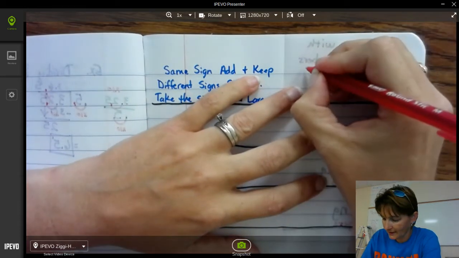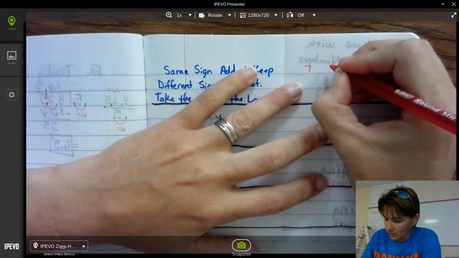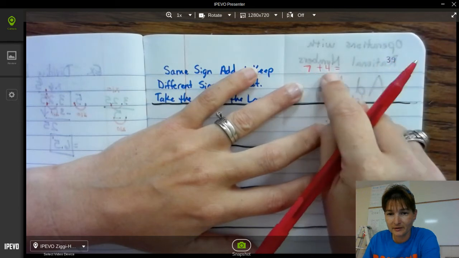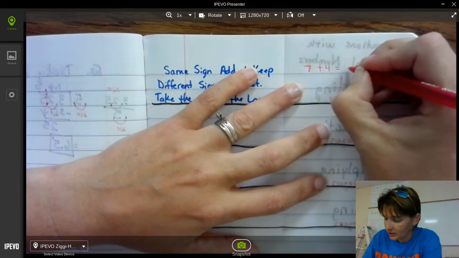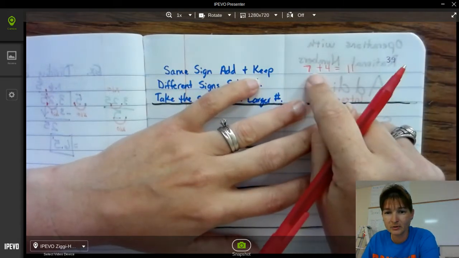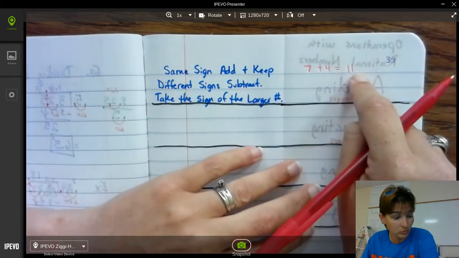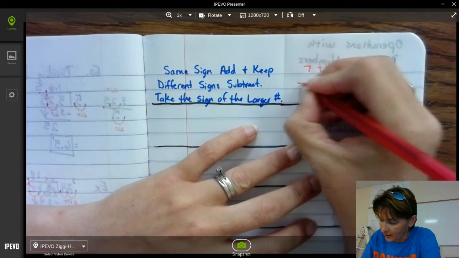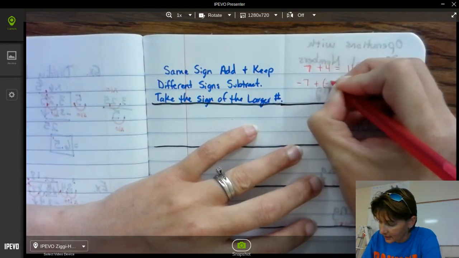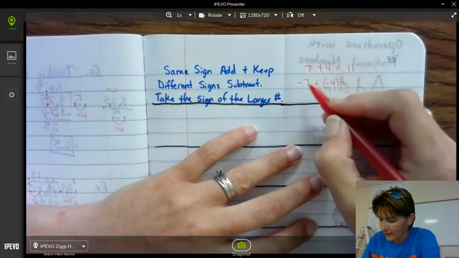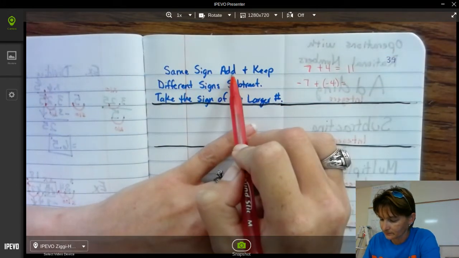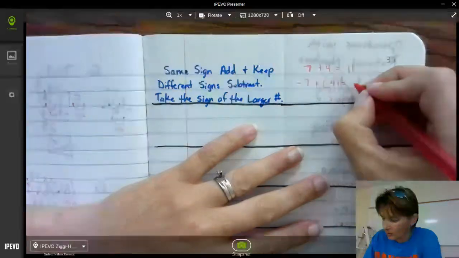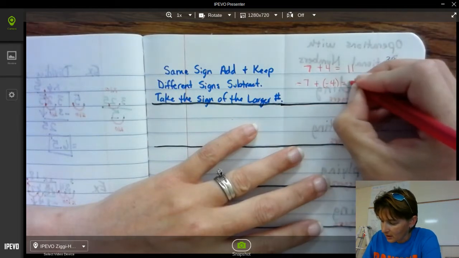All right, so we have an example of 7 plus 4, which is something you've done pretty much since elementary school. They're both a positive 7 and a positive 4, and that should equal a positive 11. So we have both positive numbers that have a positive ending. All right, and then an example with negatives: if we had a negative 7 plus a negative 4, they are same signs, add and keep. So 7 plus 4 is 11, and we keep the sign, negative.